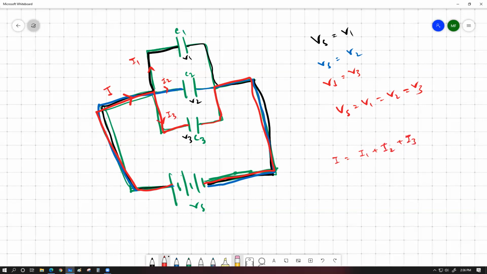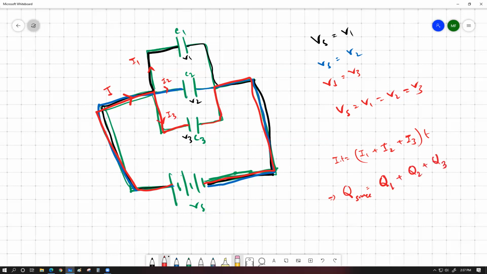Do you understand this part? Capacitors, second law, first law. Now, if we multiply this by the same amount of time for which that current flow happens for all of them, we can write that the charge that comes out of the source must be equal to the charge stored in capacitor 1 plus charge stored in capacitor 2 plus charge stored in capacitor 3.